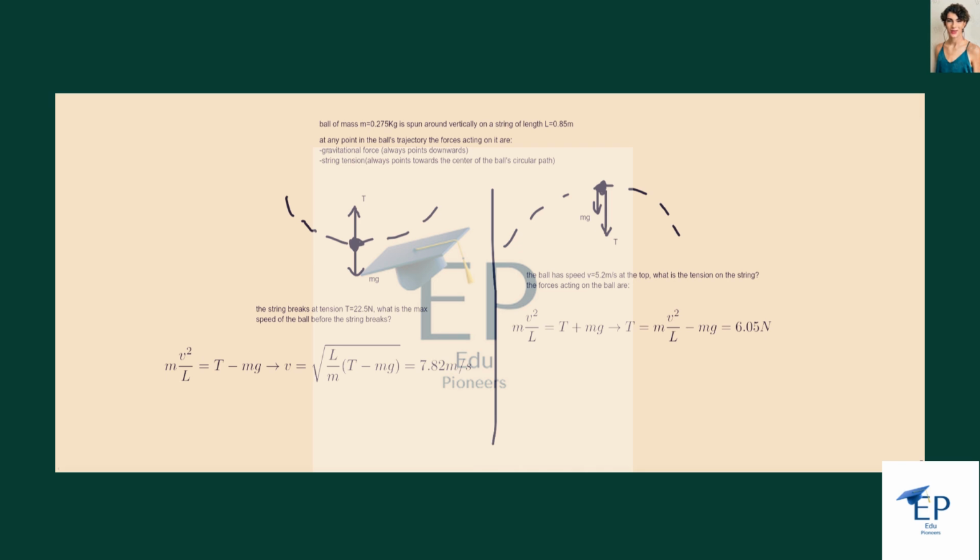So the first question to ask is, okay, what are the forces acting on this little ball? First, because we're spinning around vertically, you will always have a gravitational force. This gravitational force always points downwards. It's just the weight of the ball.